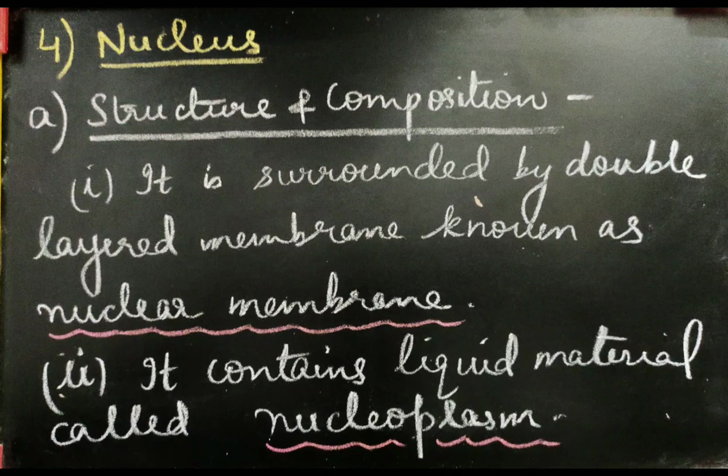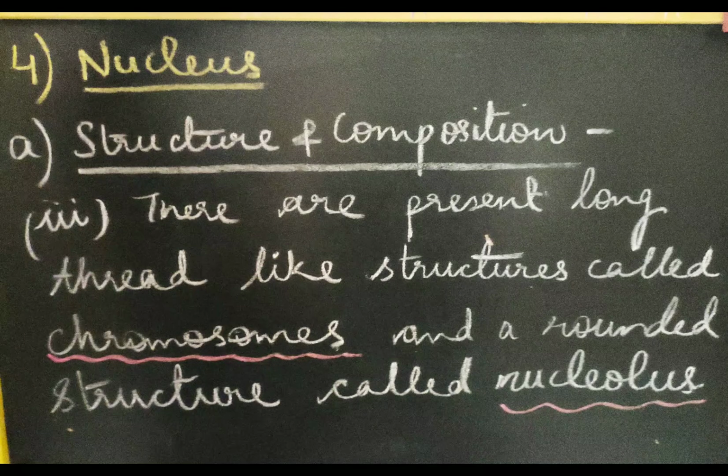Nucleus. First, we'll discuss the structure and composition of nucleus. It is surrounded by a double layer membrane known as nuclear membrane. Also, it contains liquid material called nucleoplasm. Thirdly, there are present long thread-like structures called chromosomes and a rounded structure called nucleolus.